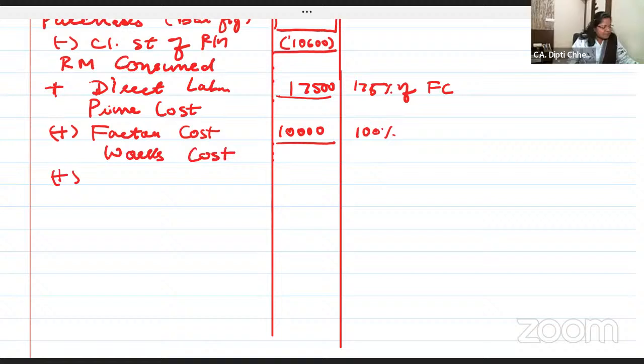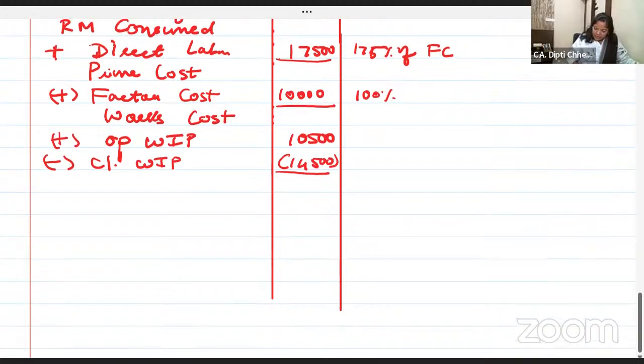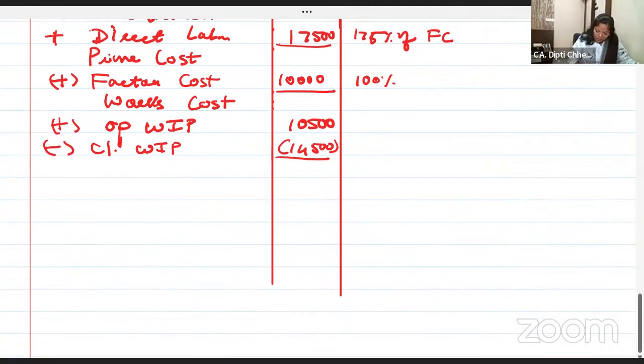Add to it opening work in progress. You can call it gross works cost or works cost. Opening work in progress is given above, 10,500. Closing work in progress has to be subtracted, so I'll put it in brackets, 14,500. This will give you again works cost only.